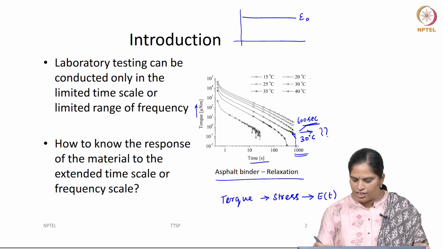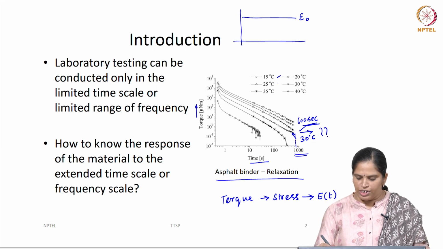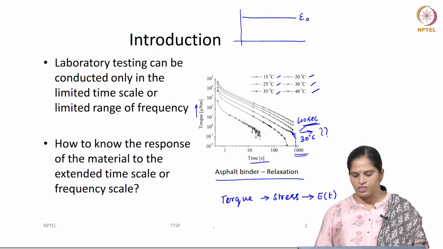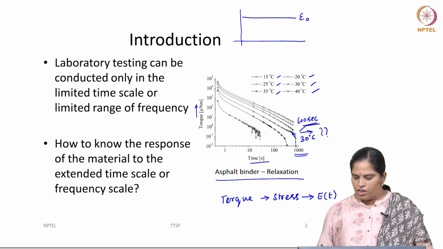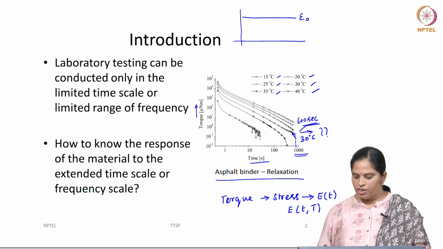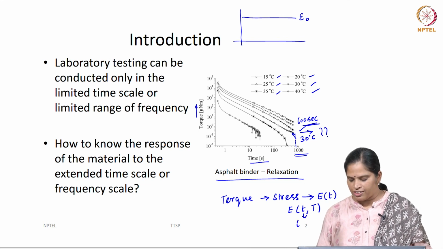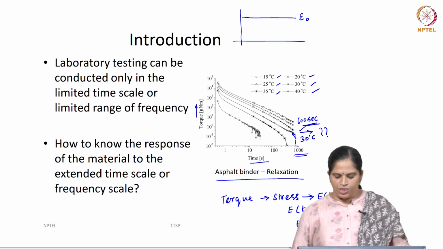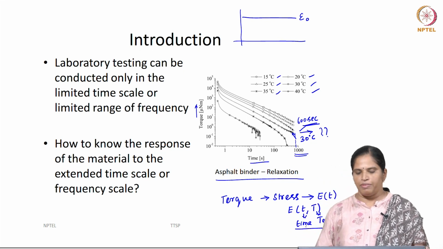Likewise, if you see another factor here, we have different temperatures measured at 15, 20, 25, 30, 35 and 40 degrees Celsius. You can see that the modulus function is also temperature dependent. So, we can write the relaxation modulus as a function of time and temperature. We will use a small t for time factor and capital T for temperature. So, we see that the relaxation modulus here depends on time and temperature.